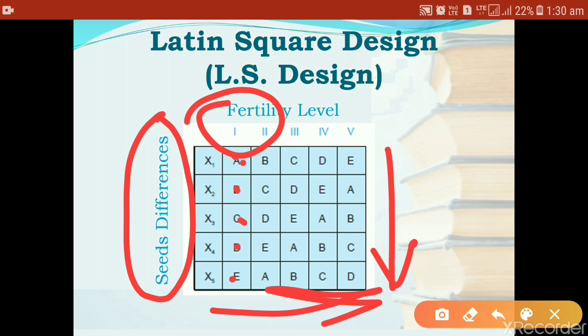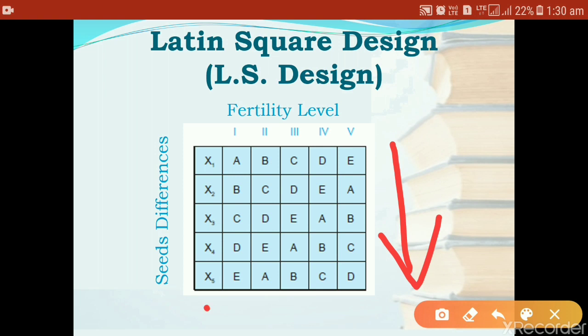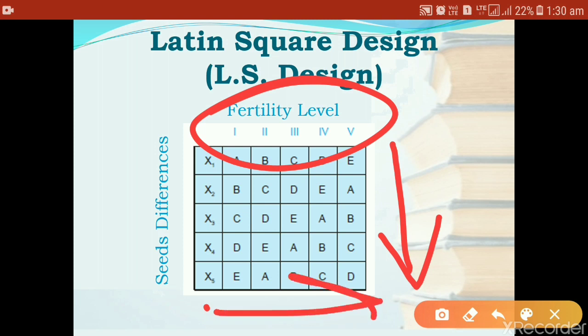But there is again one limitation. What is that? Along the row or along the column, in this way also there may be variation in the fertility level. So although each row and each column represents all fertilizer varieties equally, there may be considerable difference in the row and column means both up and across the field.